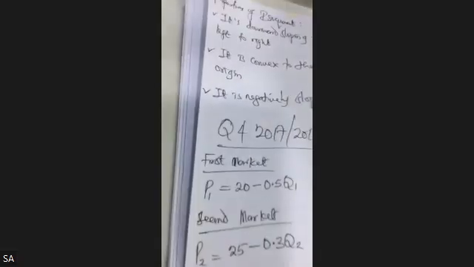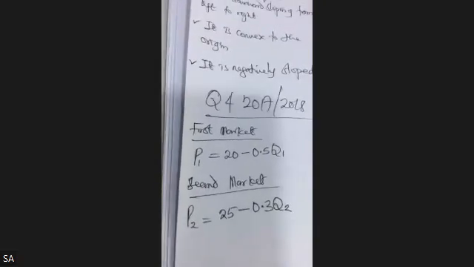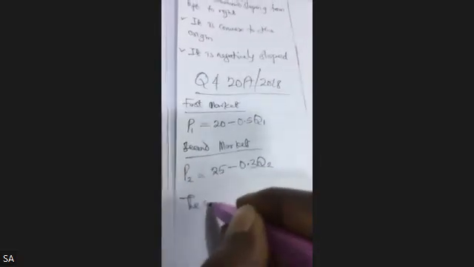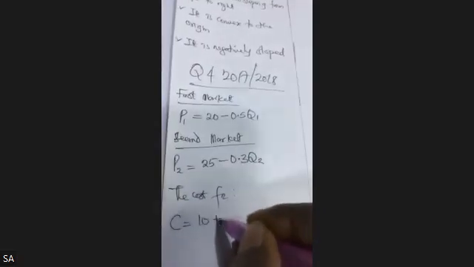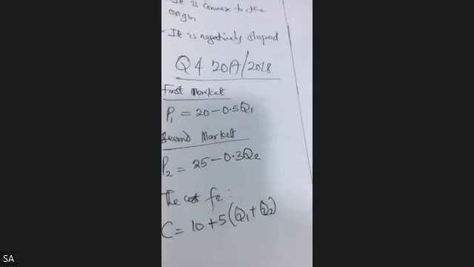The cost function is the same for both markets. The cost function is given as C equals 10 plus 5 into Q1 plus Q2.